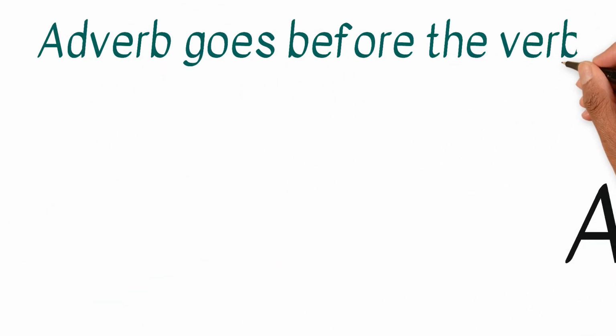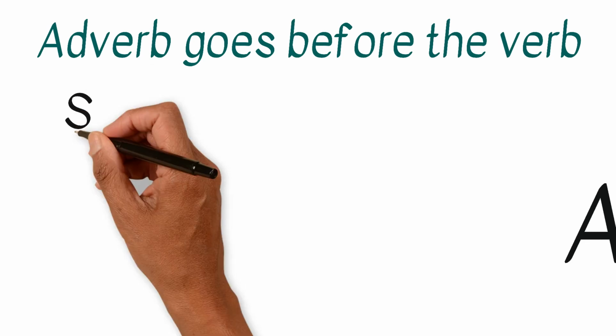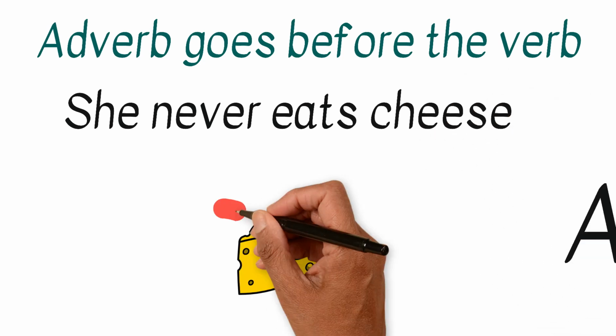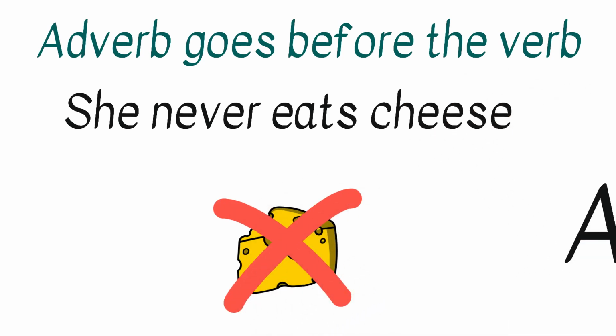The adverb of frequency usually goes before the verb. For example, she never eats cheese. Eats is the verb, never comes before.